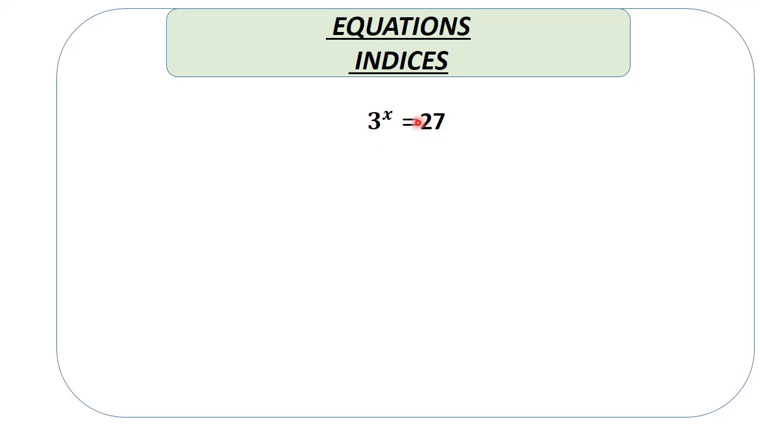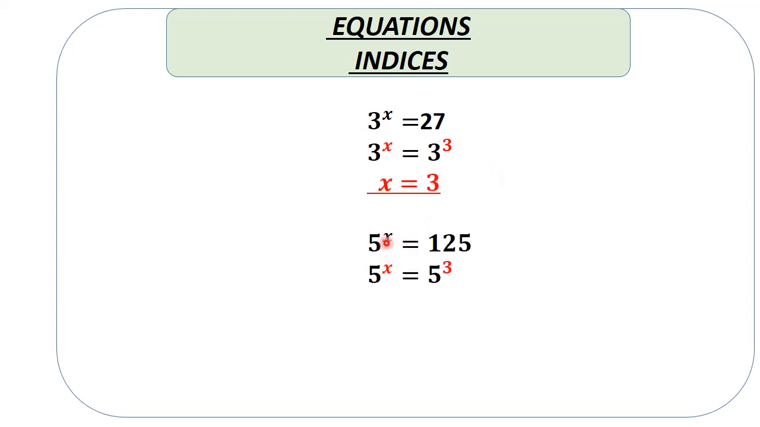What about this one, 3 to the power x equals 27? Again, this one can be difficult to solve using the normal way of making x the subject of the formula, but 27 can be written in the form such that the base is 3. So 3 to the power 3 is 27. The bases are the same, which means the indices, the powers, must be the same. X is equal to 3.